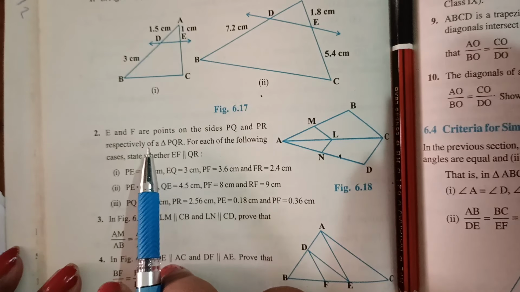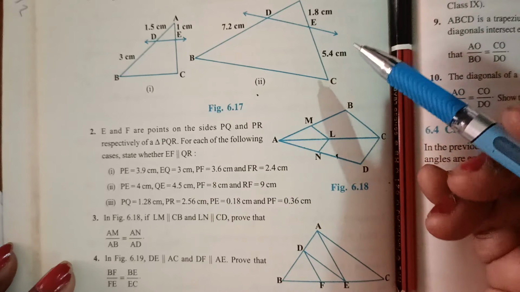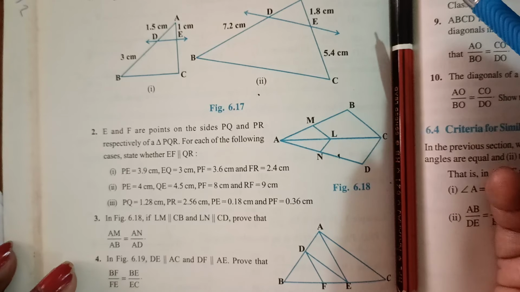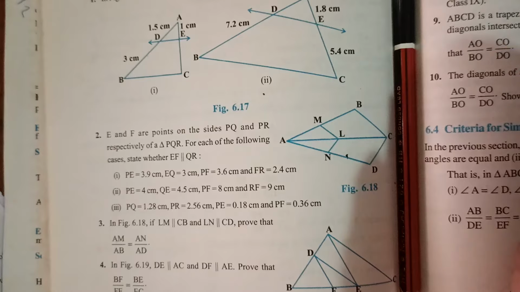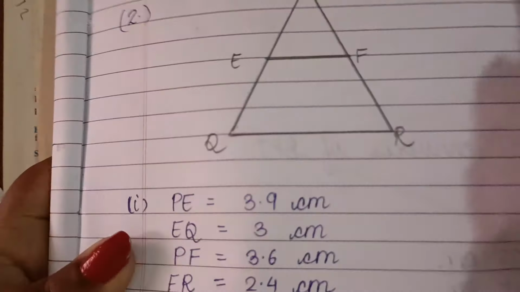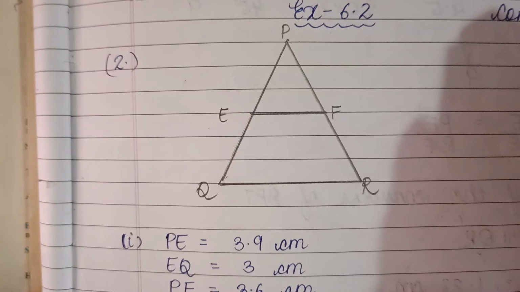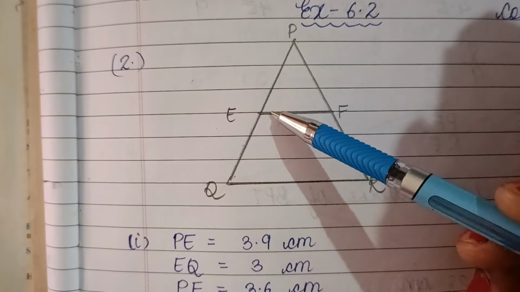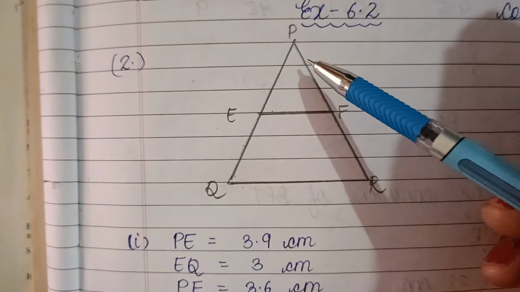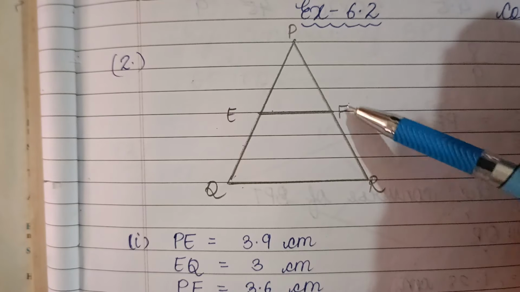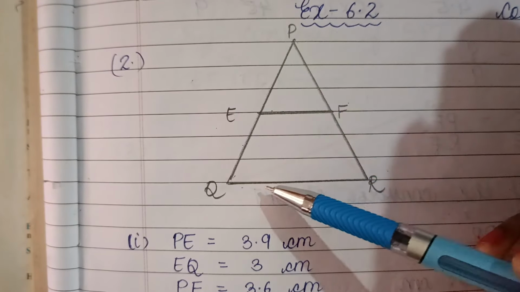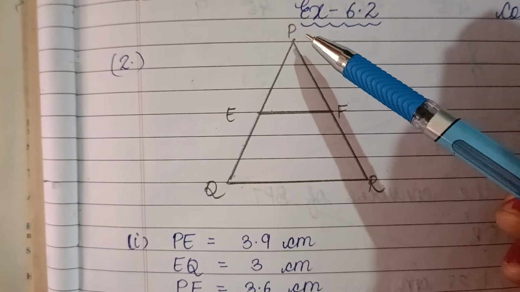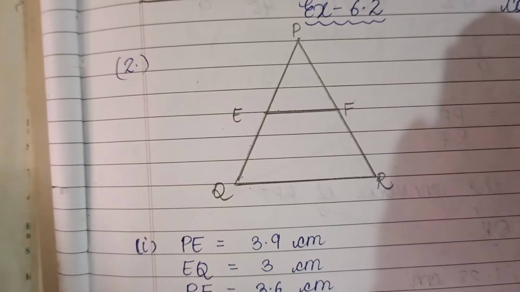Now let us do question number 2. E and F are points on the sides PQ and PR respectively of a triangle PQR. For each of the following cases, state whether EF is parallel to QR. There are 3 conditions given. In the first condition, PE is 3.9, EQ equals 3, PF equals 3.6 and FR equals 2.4. If EF is parallel to QR, then PE by EQ should be equal to PF by FR. Let us see whether it is so.